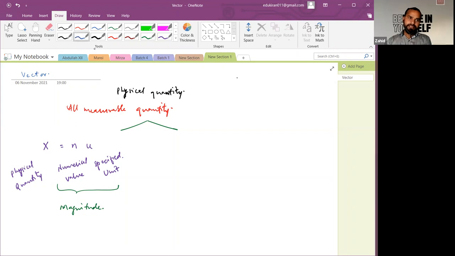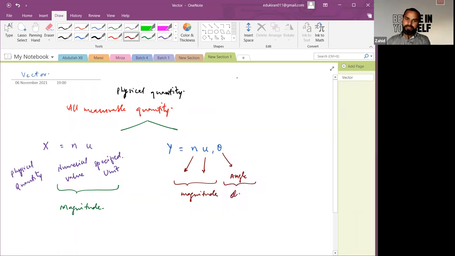Similarly, we may define another term. Let's say y is equal to numerical value, unit, and some theta to define its direction. So in this part, this is the numerical value, this is some specified unit. These two terms will define nothing but magnitude. This theta is an angle, which will define nothing but direction. Is it clear till this part?